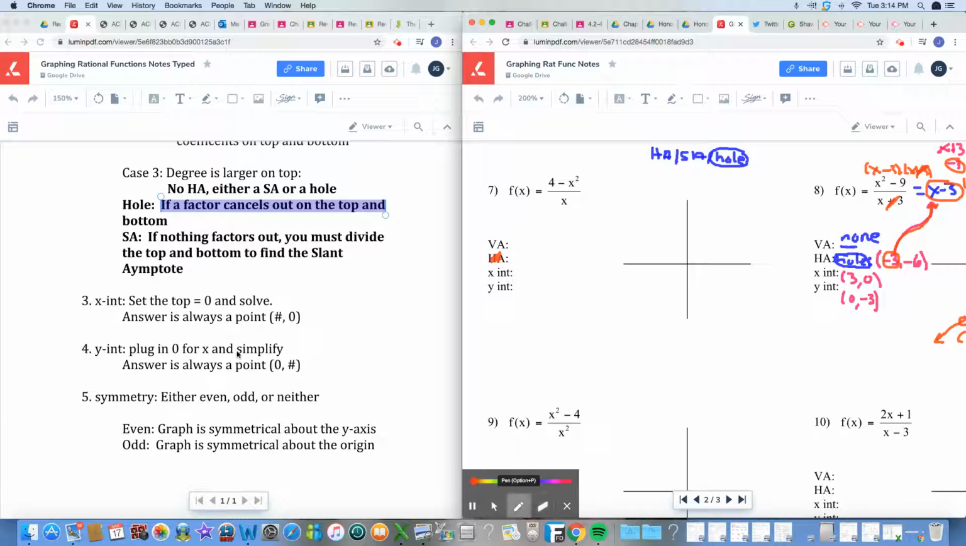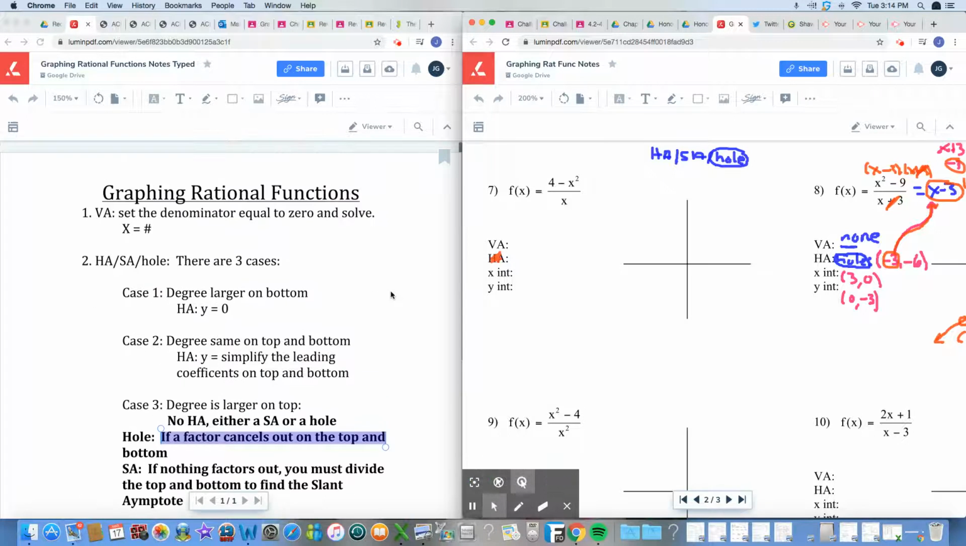All right. So if nothing factors out, what we're going to do is you must divide the top and the bottom to find the slant asymptote, and we'll do that in 1 second. All right. But since this doesn't cancel out, we do have a vertical asymptote. And if we remember, vertical asymptote, we just have the denominator equal to 0 and solve. So the vertical asymptote is that x equals 0, right? The one thing that makes that equal 0 is 0.